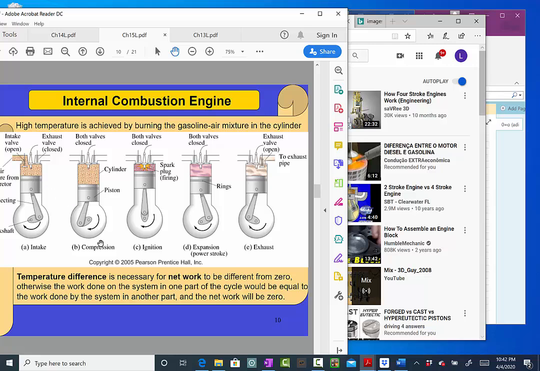The second step is compression. The piston goes down and then it starts going up, so it starts compressing this mixture. Once it compresses a lot, we have C and D as one stroke. In C and D, as you will see in the video later, is the combustion, the big expansion part.